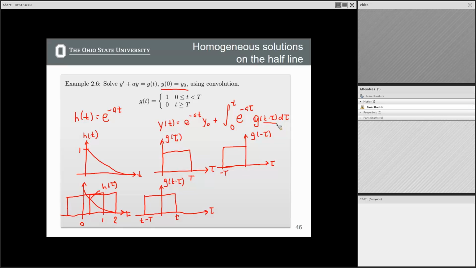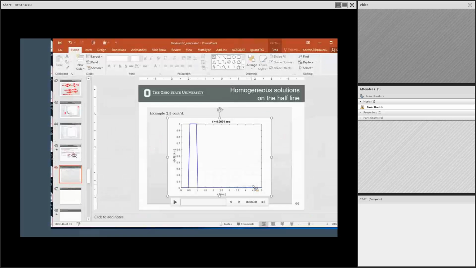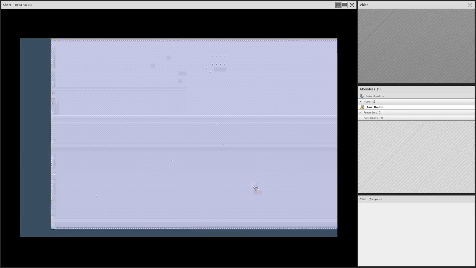And Wikipedia actually does a nice job with this. I don't know if you've ever seen the Wikipedia page for convolution before. It's not very large. How do I get that bigger?